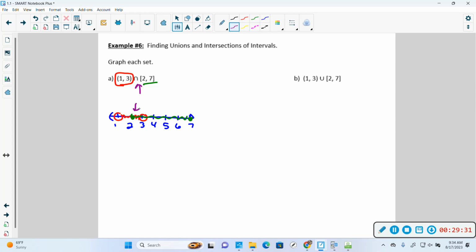So I'm like, ooh, okay, they start to overlap here at 2, and notice green 2 has a closed circle. So I'm going to say my final answer is 2, and it ends where the overlap? 3. That's the only teeny tiny little spot they overlap. Now, closed or open on the 3? Open, so I'm going to use a parenthesis.